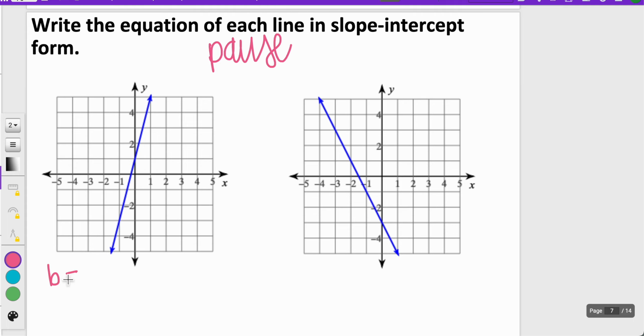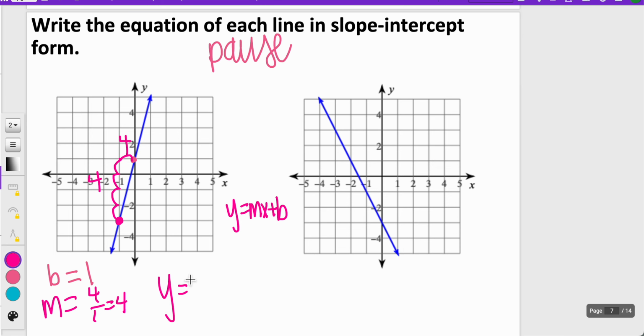All right, so we're looking for b, which is your y-intercept, first. In this case, it's going to be 1. Then I want to know where my slope is. I'm going to pick a clear point on my graph, this one right here. From this hot pink point to the fair pink point, that's going to be up 1, 2, 3, 4, and run 1. So my slope is 4 over 1, which is just equal to 4. When I plug it into my formula of y is equal to mx plus b, I'm going to have y is equal to 4x plus 1.